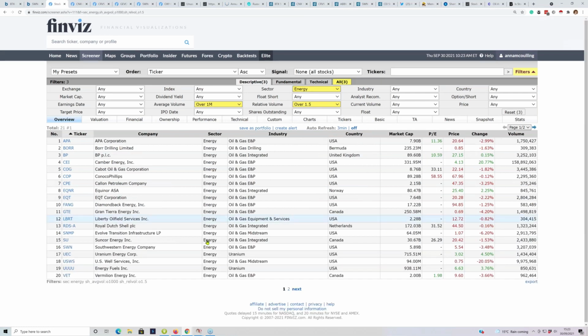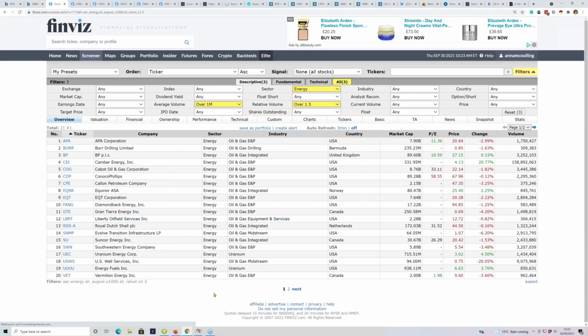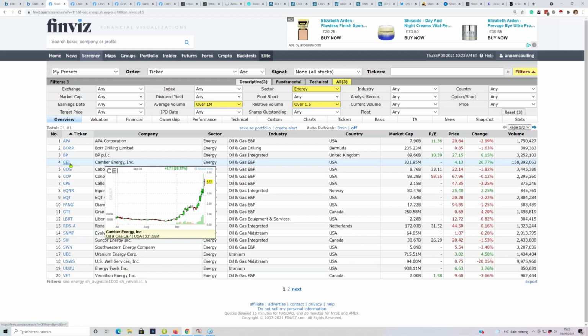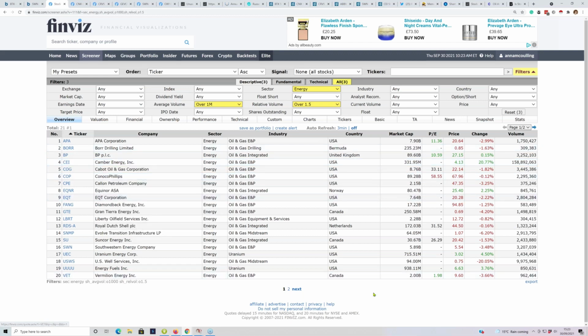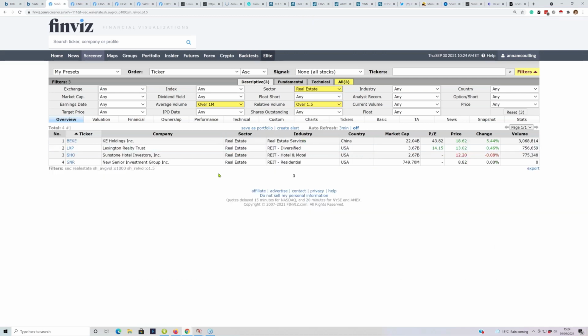Energy at the moment, it's almost as if there's been a lot of volume going in, and then you look down at the volume numbers as well, and there are some massive numbers going into these stocks. In fact, CEI is a stock that I picked out at the beginning of this week. This changes every day, obviously, but it's another way of trying to pick out what's happening. Real estate at the moment? Well, not a lot.